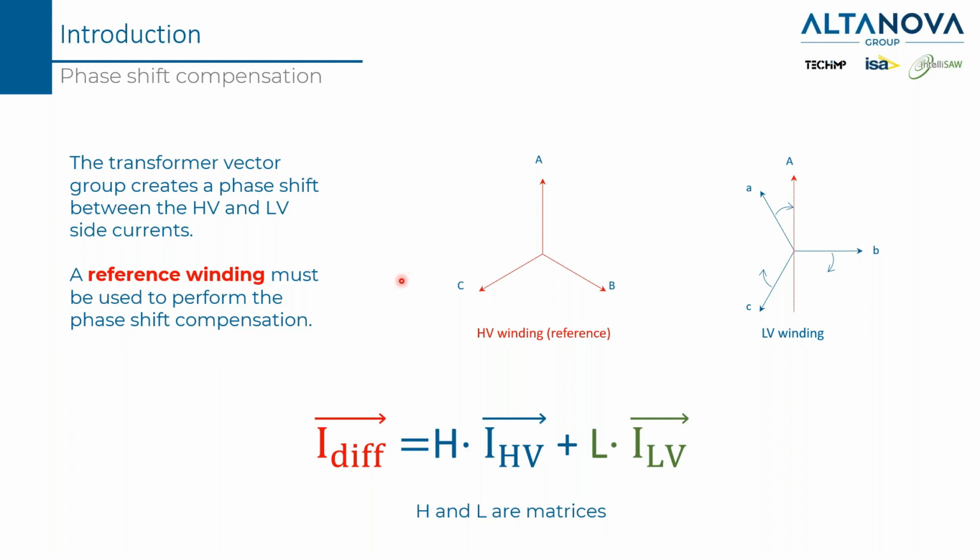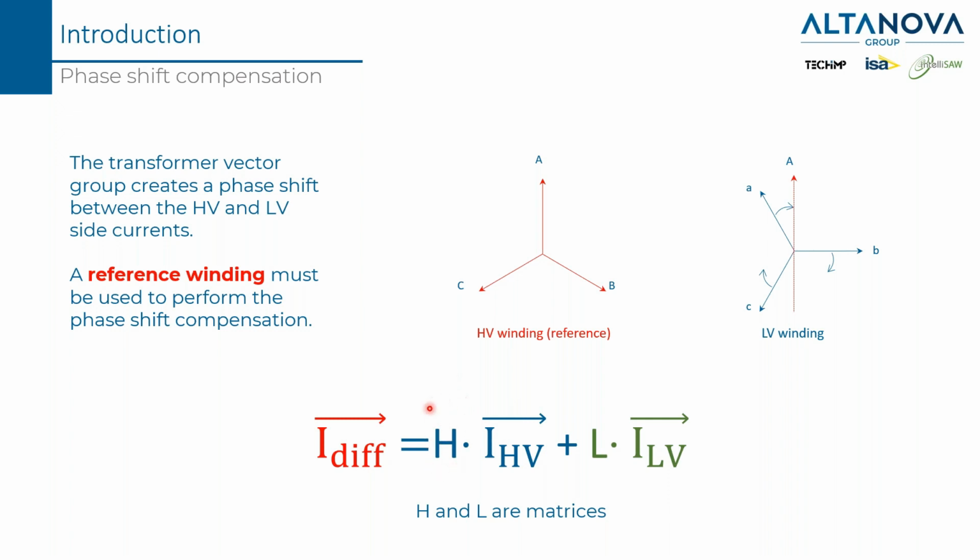So we have to agree who is the vector that will be my reference. In this example, I decided that the reference winding is the high voltage side. So the secondary side current must be rotated by, in this case, 30 degrees clockwise. This phase compensation is performed by specific matrices. So this vector for the high voltage currents must be multiplied by a matrix.